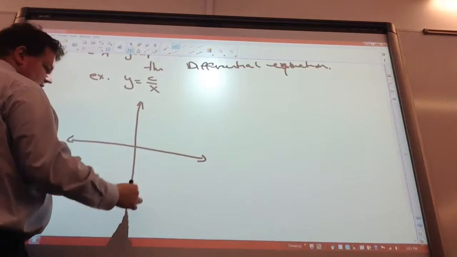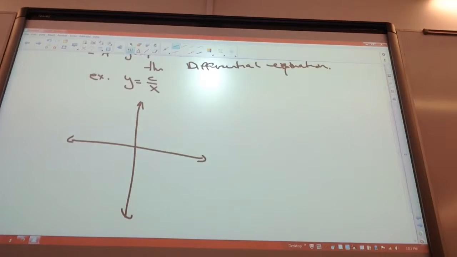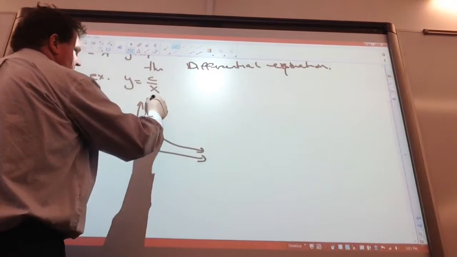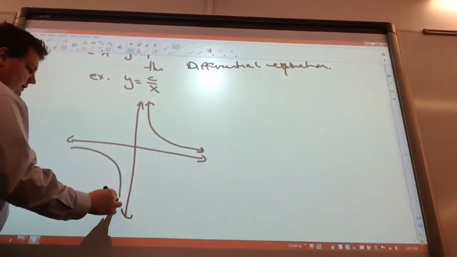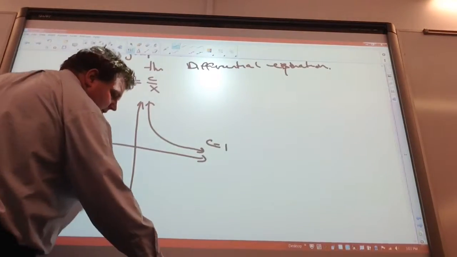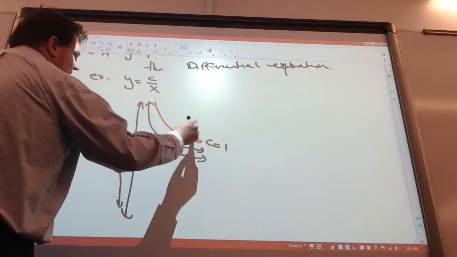Okay, if that was a 1, what's the graph of 1 over x typically look like? Yes, exactly. It does this. Curves like that there. Curves like that there. So this is when c is equal to 1. Okay. When c is equal to 2, what happens? This thing gets a little shallower.